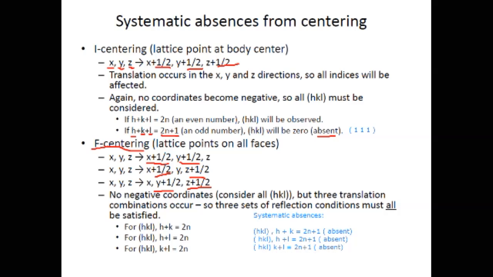So here are the odd. The odd are the ones that are absent. So if we have the HKL where the H plus K is absent, and the HKL where H plus L is absent, odd, and then the HKL where K plus L is absent for the odd, then we have face centering.